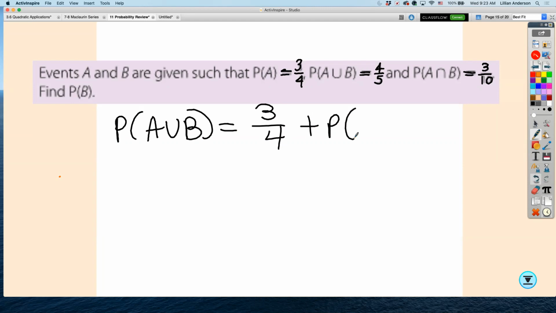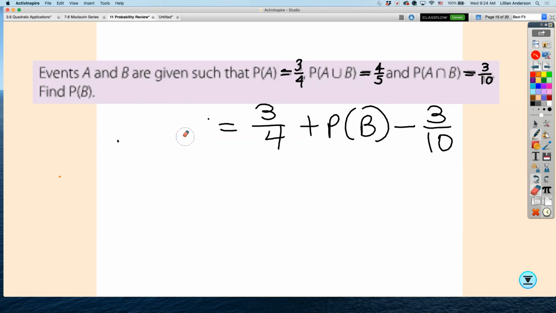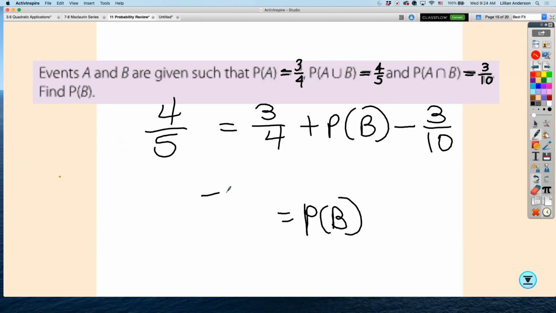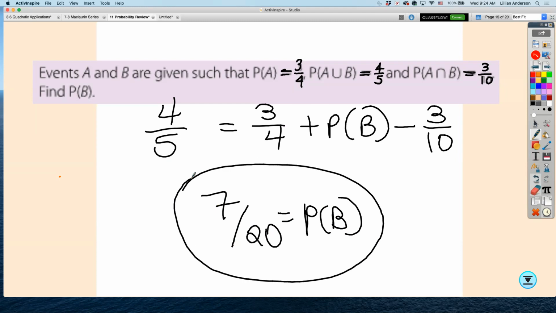Probability of A plus the probability of B minus the intersection. And so I'm going to go ahead and erase the union part and replace that with 4/5. Very good. And then it's just a matter of getting some like terms. But yes, the probability of B is equal to 7/20. Very nice. Very nice.